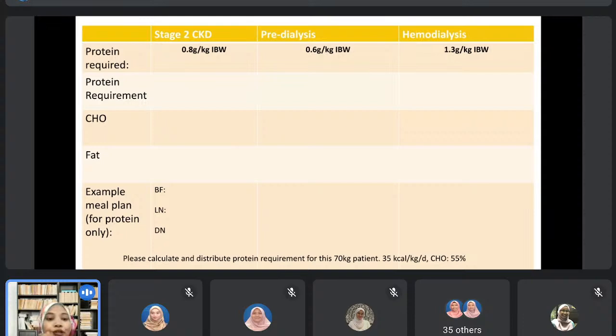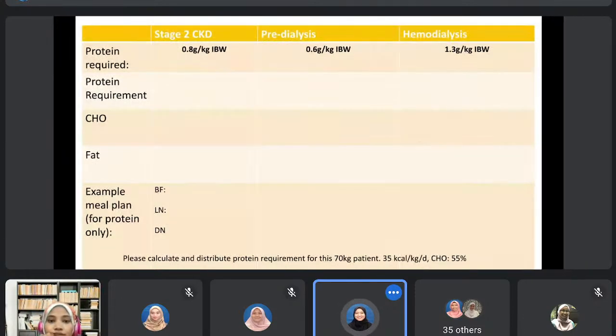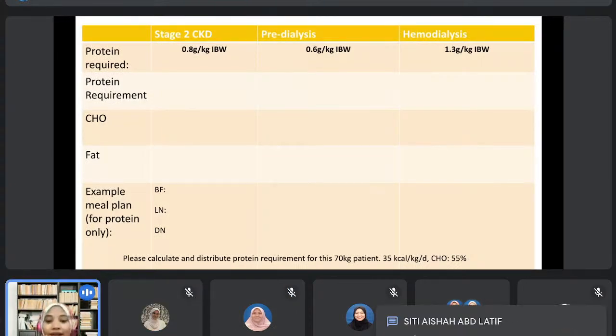Okay, for protein requirement, stage 2 CKD, berapa you dapat? Nurul Zahira? 56 gram. 56 gram. Yang lain? Sama doktor. Okay, untuk siapa saya tak tahulah nak cakap kan. So it should be direct lah.